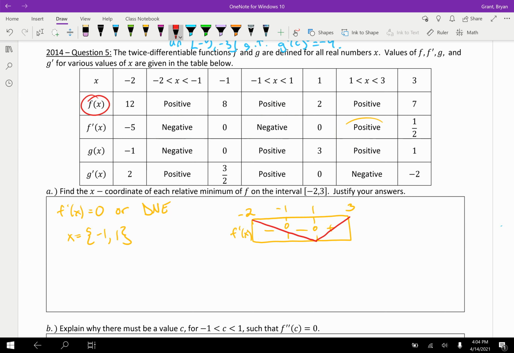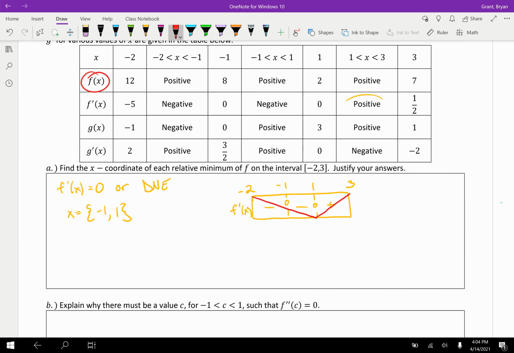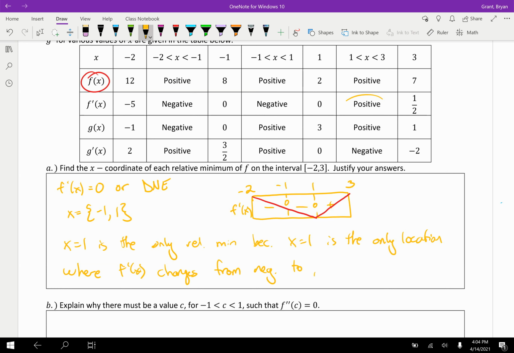All right, we want each relative min. I only see one relative min here at 1. So we'd say x equals 1 is the only relative min because x equals 1 is the only location where, well, what happens here? Read your sign chart. F prime changes from negative to positive. Okay, don't make anything too difficult here. So the only location where f prime of x changes from negative to positive. The end.